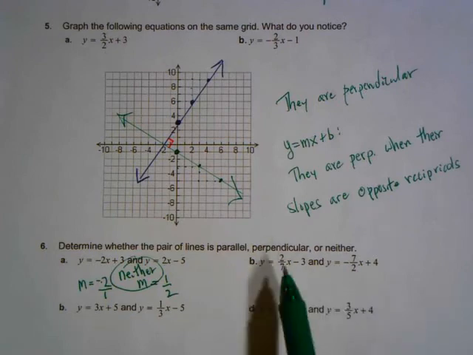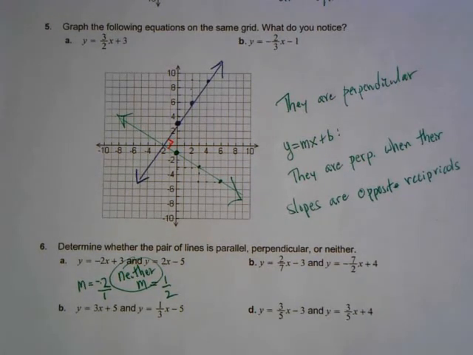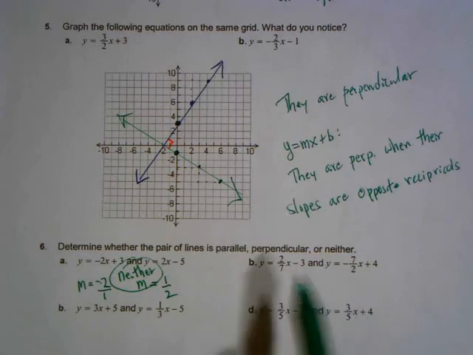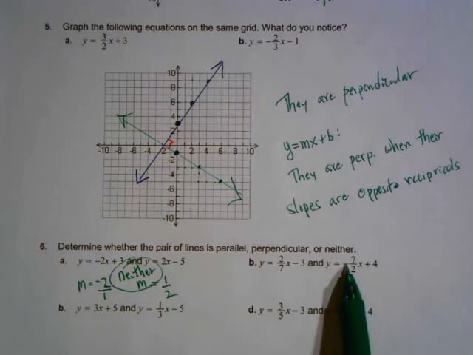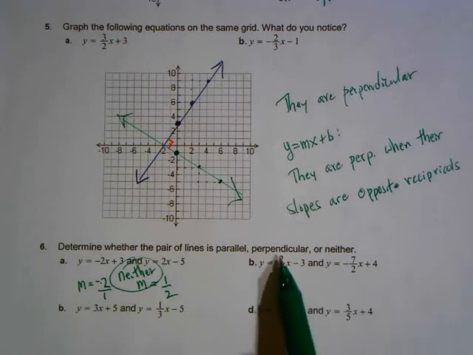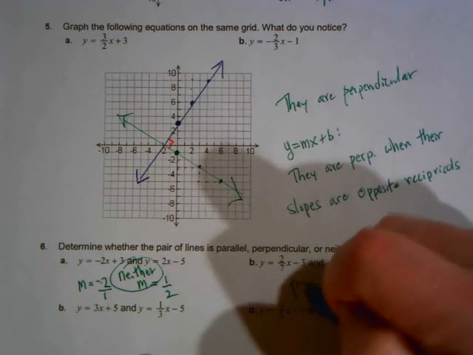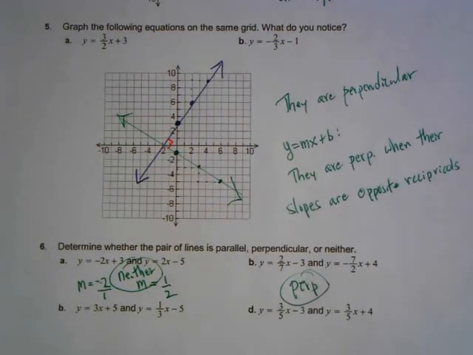B, -2/7, -7/2. Clearly not parallel because these slopes are not equal. However, I think right away you would agree that these are perpendicular. This one's positive, this one's negative, so they're the negative thing, opposite thing. And then they are reciprocals. This one's a 2/7, flip it over, 7/2. Those two are perpendicular. All right, last two homework problems, B and D.